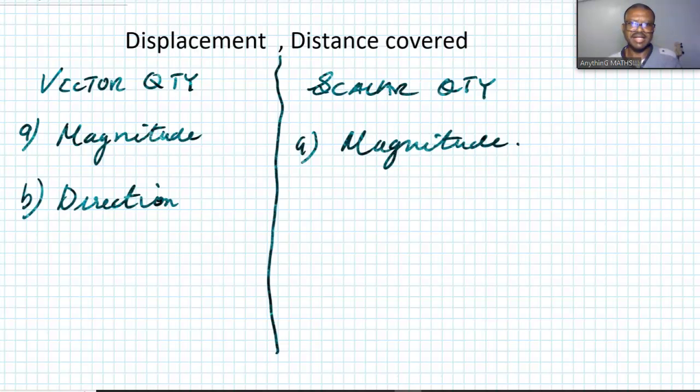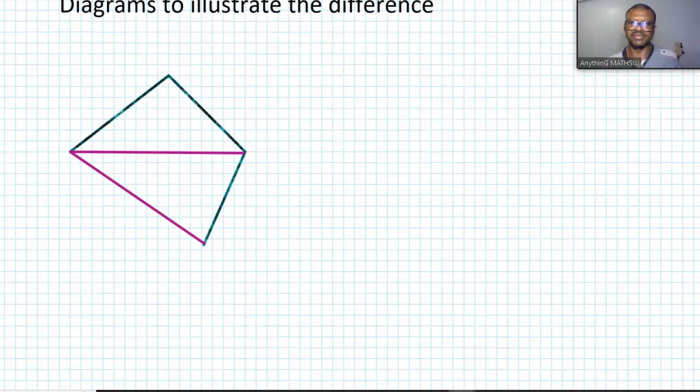We're going to look at some diagrams that will help you to spot the subtle difference between displacement and distance traveled or distance covered, because that is so fundamental in solving questions under constant acceleration. Now we have a very nice diagram that will help us to spot the subtle differences.